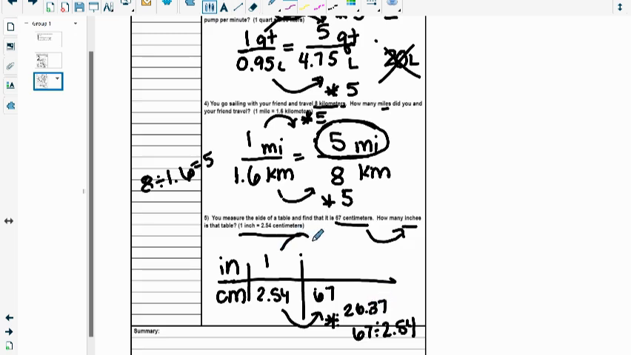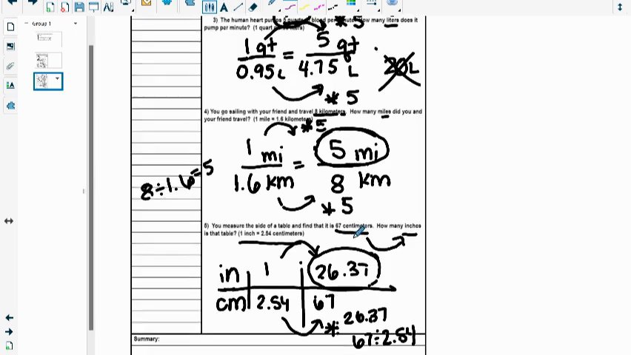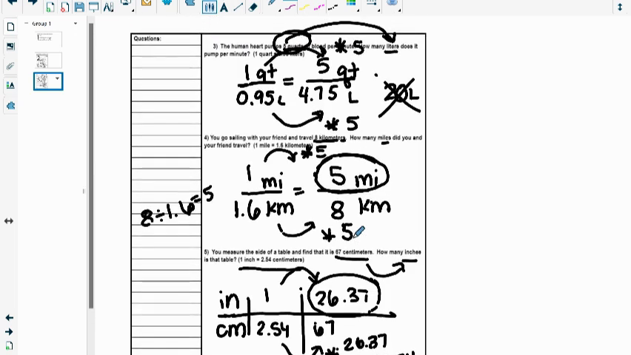I'm going to do the same thing on the top. I'm multiplying it by 1, so the answer is just going to be 26.37. Circle that because the number of inches is our answer. And that's how we calculate conversions. It's very similar to the ratios and rates that we have been doing.